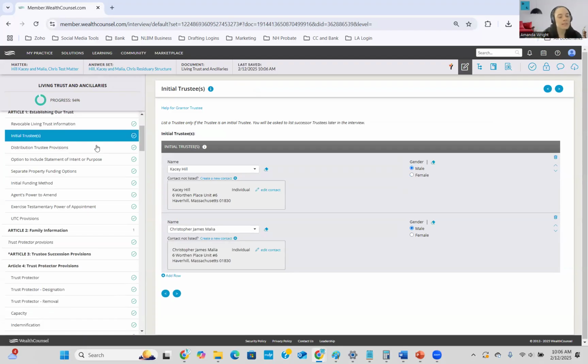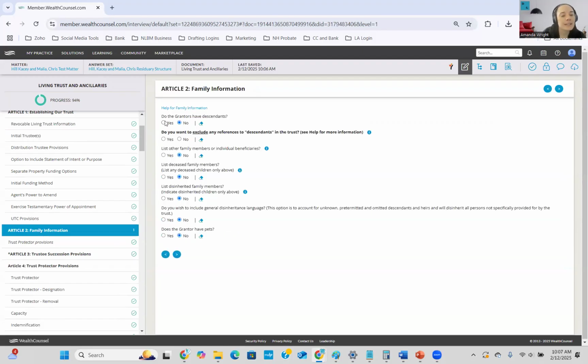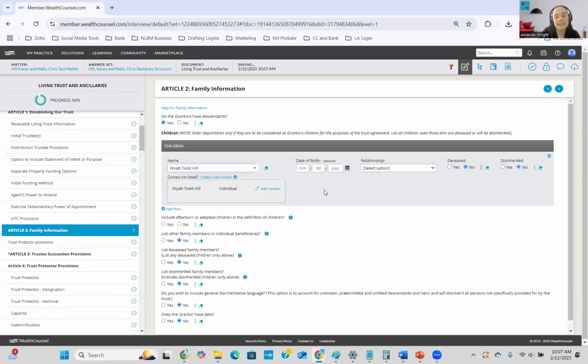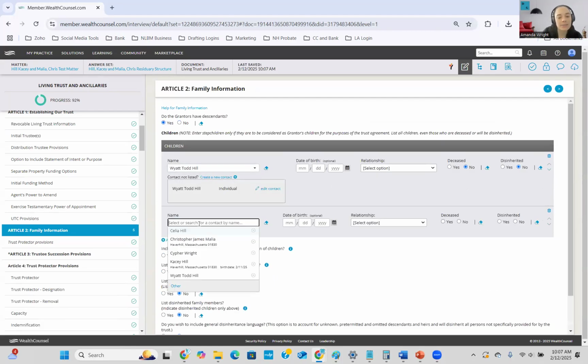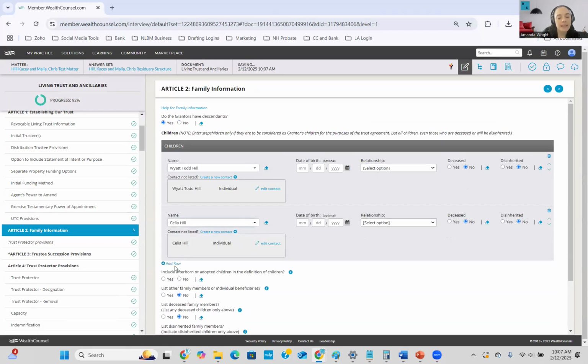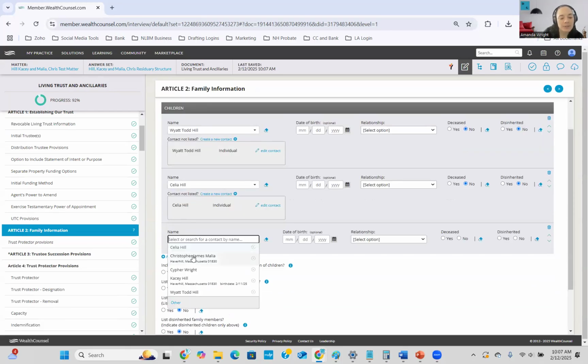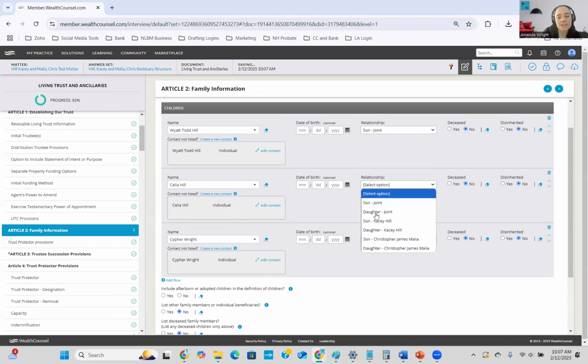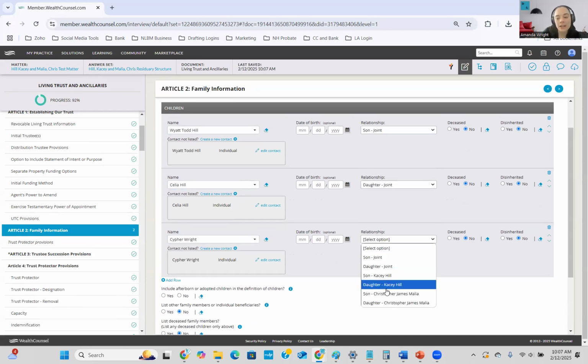Now, in order to be able to work in the residuary, we're going to go ahead and plug in Casey and Chris's family. Okay, so let's get Wyatt Todd in there. He's the oldest. And then we're going to get Celia. And then we're going to get Cypher. And let's give them some birth dates and relationships. So that's their son. That's their daughter. And we're going to call this Casey's daughter. So it's Chris's stepdaughter. All right.